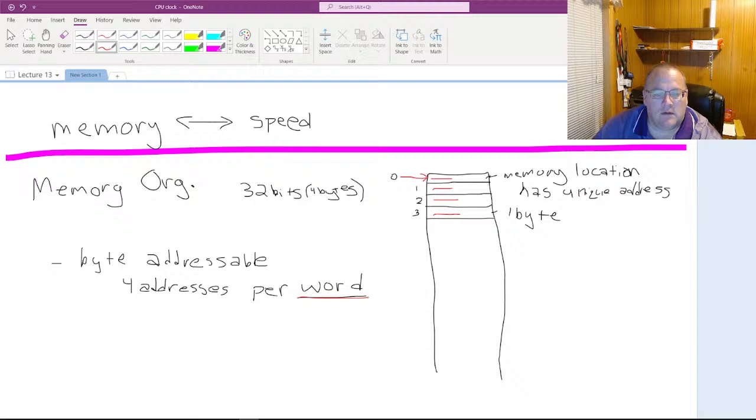So a word is how many bits or bytes, sometimes we talk about it either way, a CPU handles at the same time.